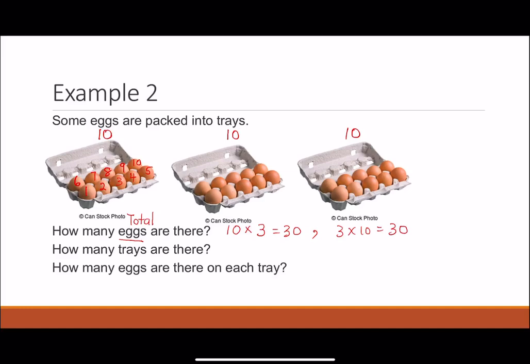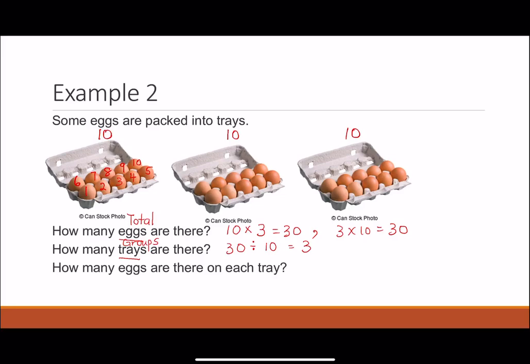So let us proceed to the next question. How many trays are there? To find the number of trays is also to find the number of groups. We know that the total is 30, and we know that there are 10 eggs in each tray. To find the number of trays, we divide 30 by 10, which will give us 3. So there are 3 trays.